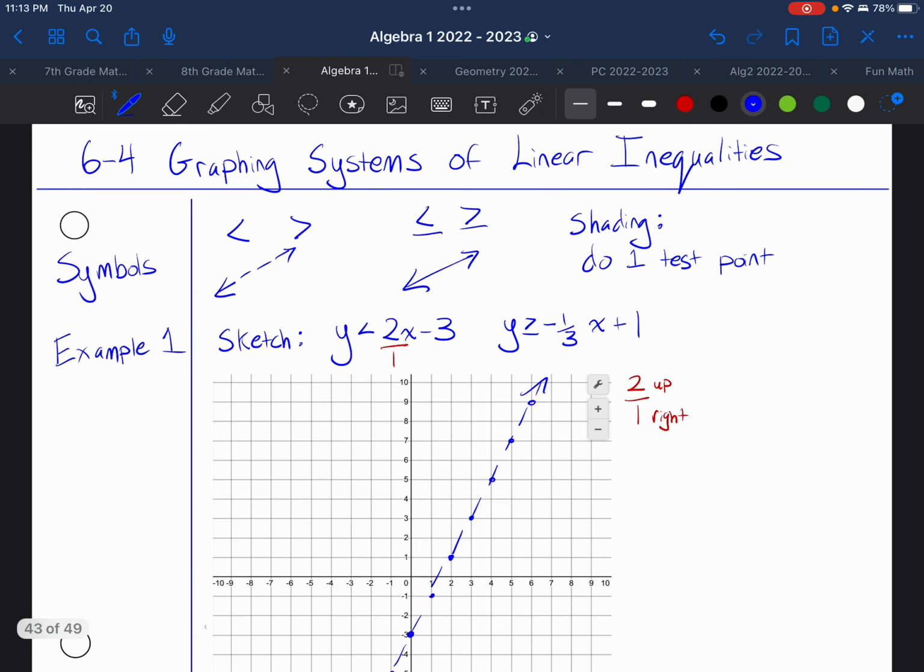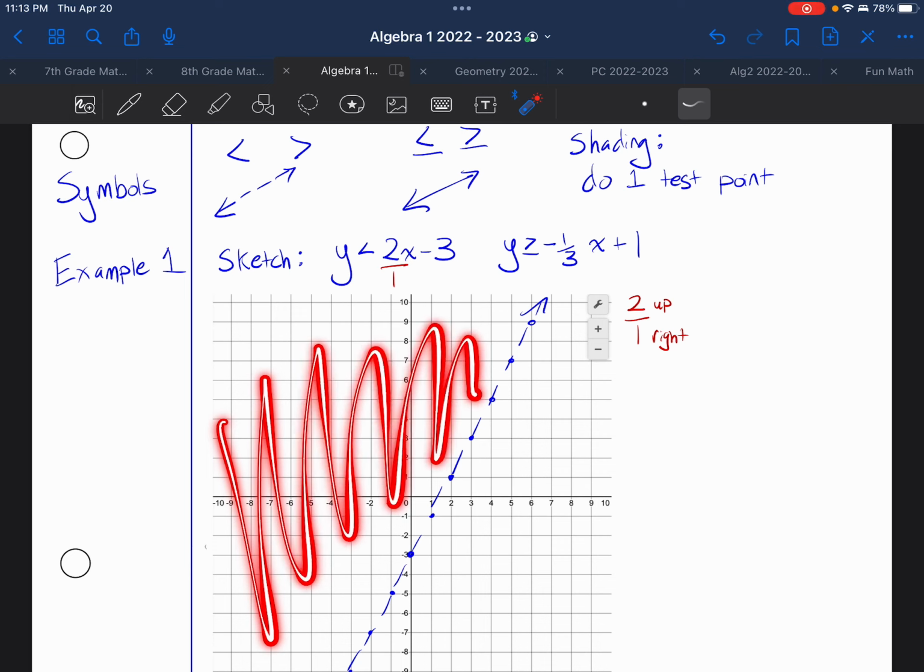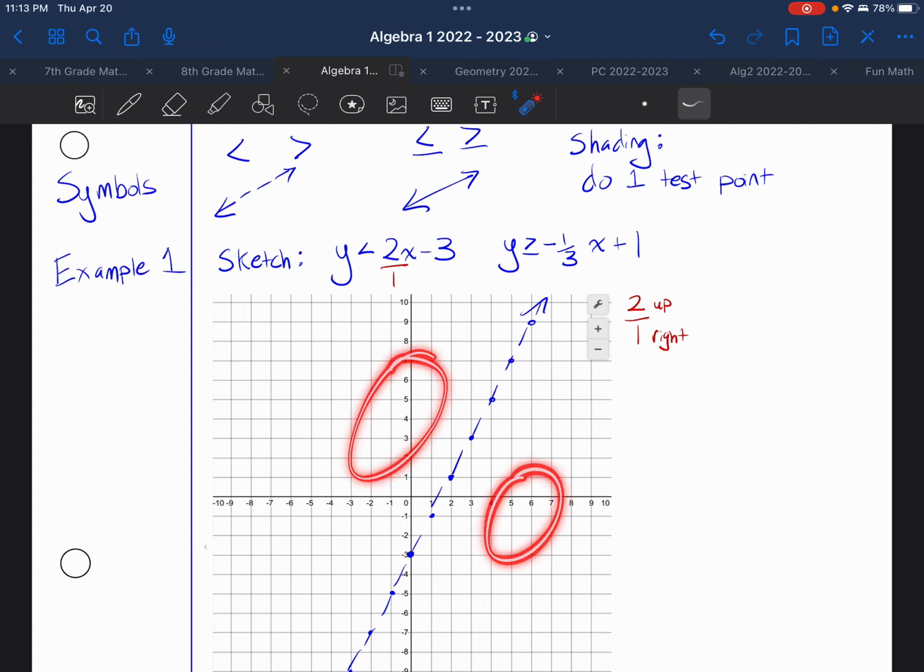What I mean by that is choose something easy. I think the easiest point on this graph is 0, 0. That's a nice test point. So let's see, does this point work? If it works, then everything up here will work. If it doesn't work, then everything down there should work. One side works, one side does not.